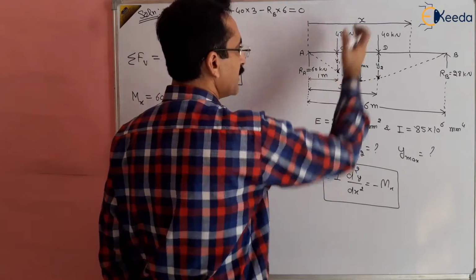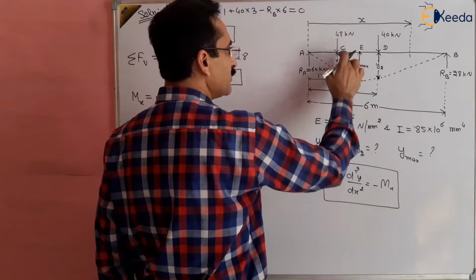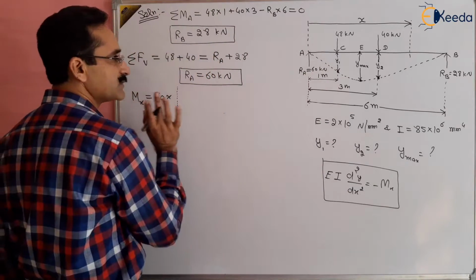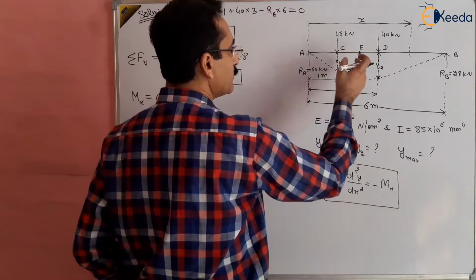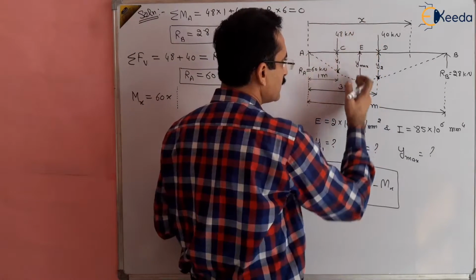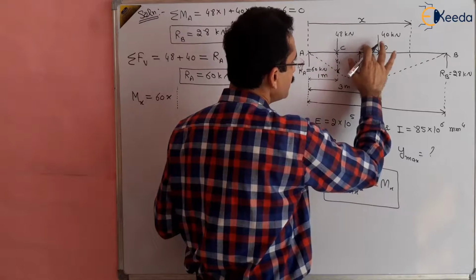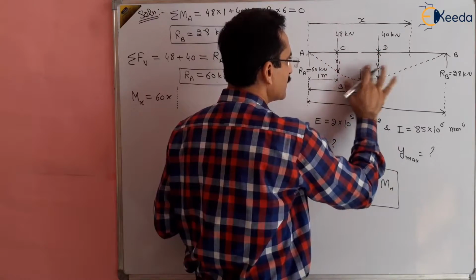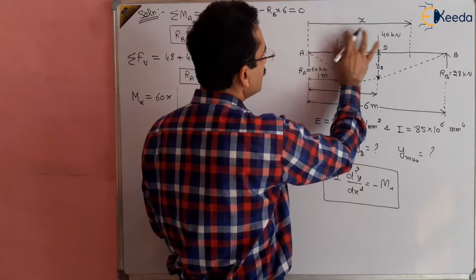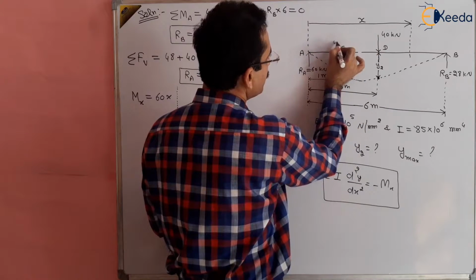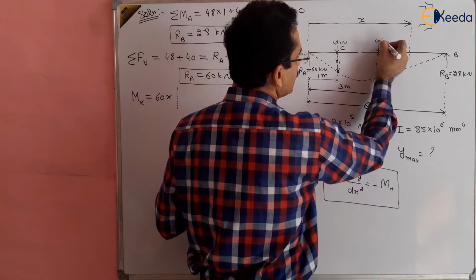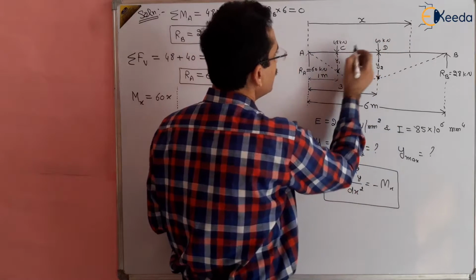Then between C and D, we have taken a section. If we are taking the section between C and D, then the moment of RA will be 60x, which is already written. Moment of 48 will be equal to, assuming that the section is taken between C and D, right? So let us do this activity, taking the section, so that there is no confusion. This is 48 kilonewton and this is 40 kilonewton. We are doing this so that there is no confusion for the students, right?